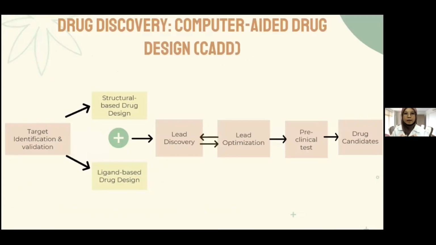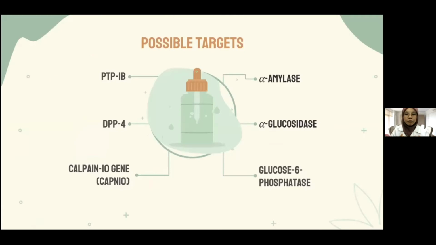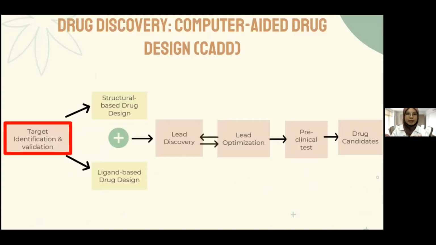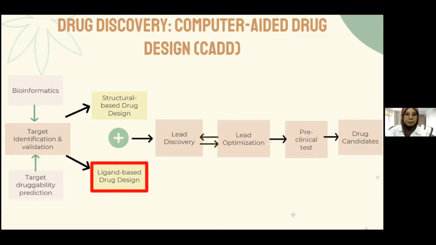So I have decided to use computer-aided drug design, or CADD for short, as our strategy for drug discovery. Starting with target identification, there are several possible targets for diabetes such as alpha amylase, glucosidase, G6P, and many more. Target identification will be done using bioinformatics, while for target validation, we will use target druggability prediction. Next is hit discovery using ligand-based drug design.